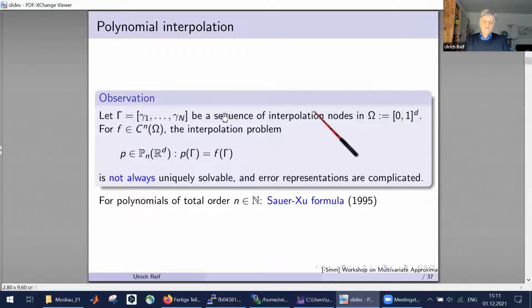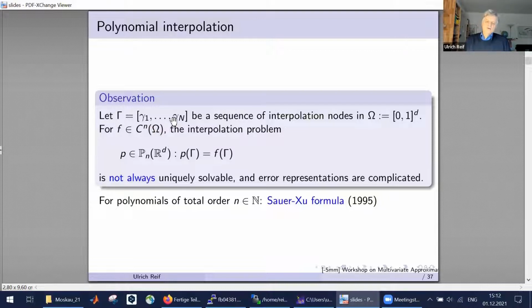In this case, if you have simply a sequence of interpolation nodes, the problem is not always uniquely solvable. For instance, if all points are lined up, then of course there cannot be a solution. Also, the error is hard to express, it's hard to come up with formulas for the error.